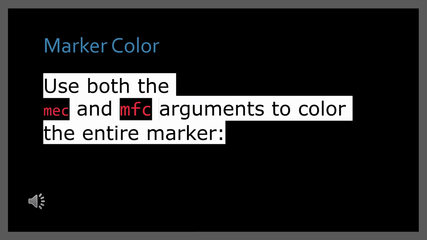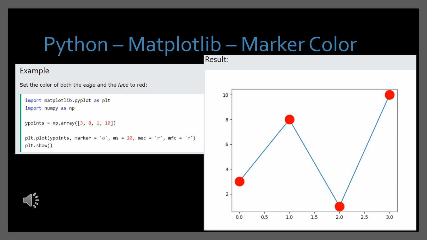Now one question will arise here: can we use mec and mfc for the entire marker? Yes, of course we can. Here you can note that mec is r and mfc is r. Both are r, so both should be in red color. The round face is red and the edge around it is also red.